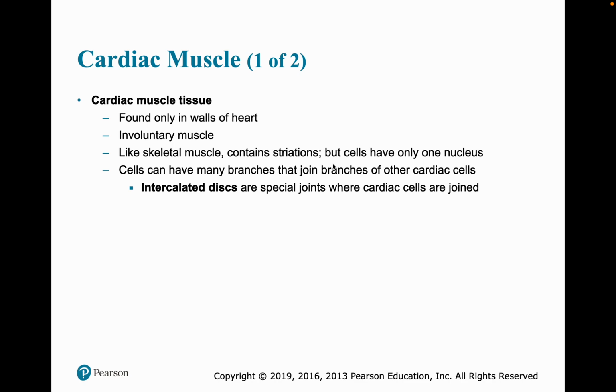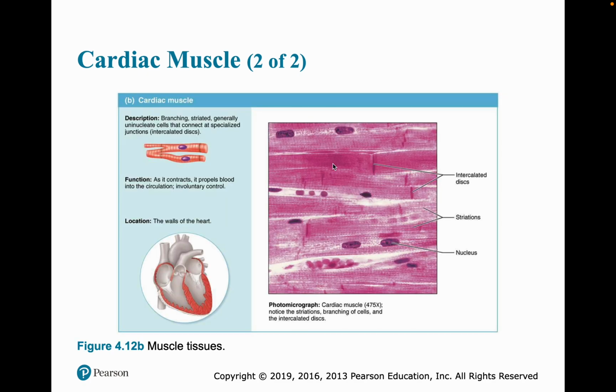They are much shorter. Cells are joined together with a structure called an intercalated disc that kind of joins the cytoplasm of each to one another. Those intercalated discs are a good way to identify cardiac muscle cells under the microscope. As you can see, we still have the striations, but we also have these intercalated discs.